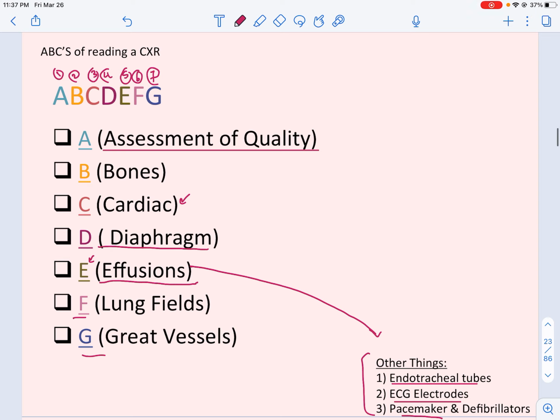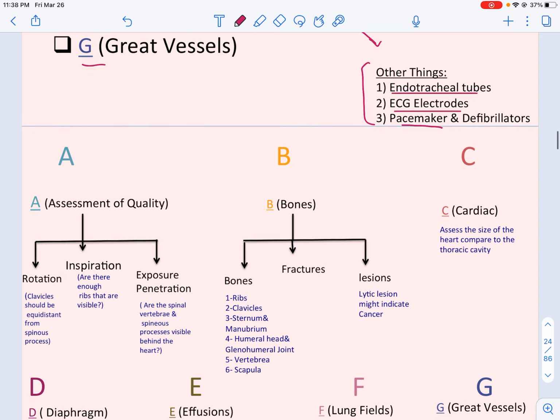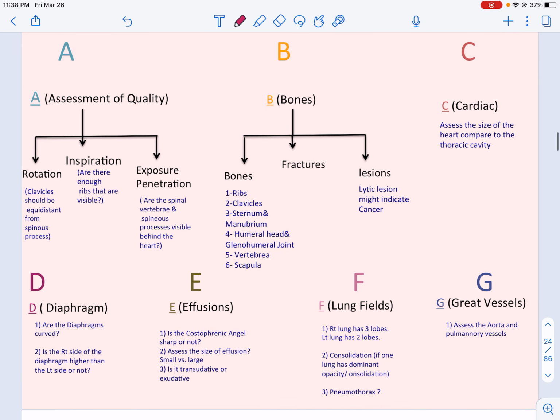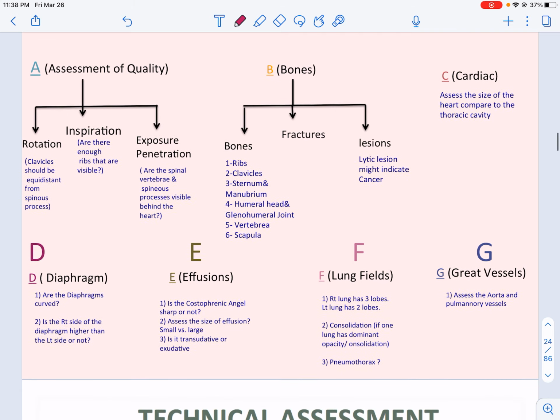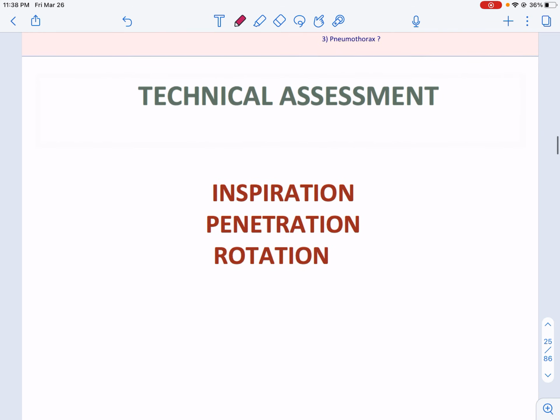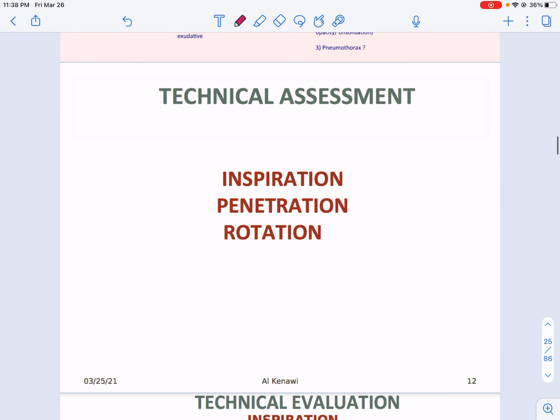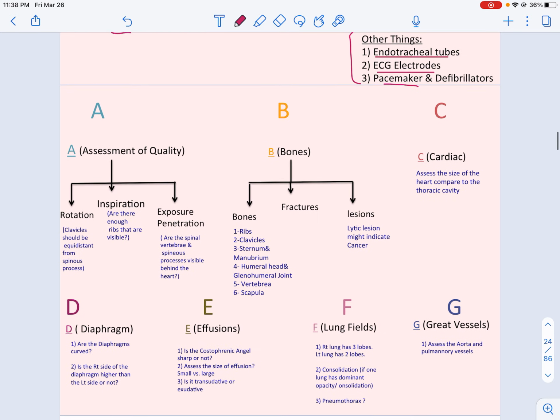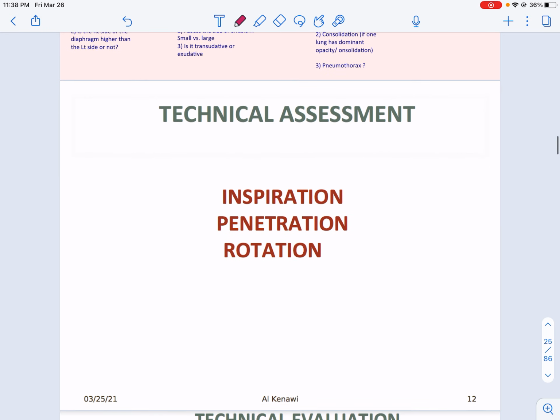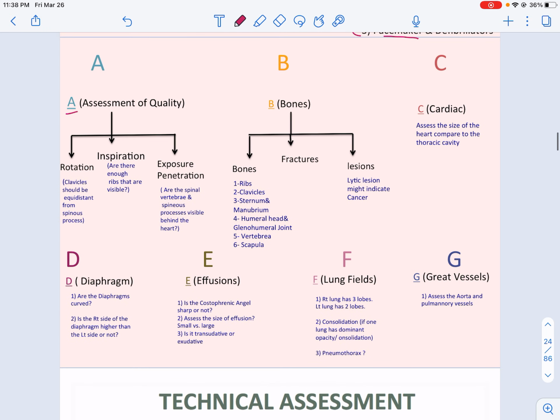تمام؟ كل هذه الأشياء أي chest x-ray you handle it, just go over it. Once you go over it, you're gonna know if it's like this chest x-ray has abnormality or not. تمام؟ So هذه each step and what we assess in it, we're gonna go over it, but this is just like the plan. أول حاجة التكنيكال assessment. الحين رجعنا للمحاضرة. ليه احنا قلنا all of this؟ علشان أول شيء technical assessment اللي هي هنا A assessment of quality.